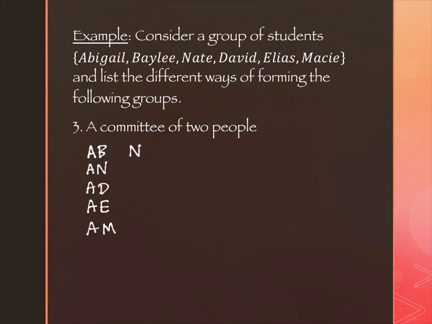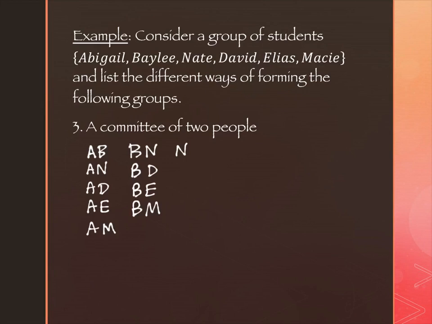So it would be, Bailey's what I meant to do, going in order. Bailey gets grouped with everyone after Bailey. So it would be Bailey and Nate, and then Bailey and David, Bailey and Elias, and then Bailey and Macy. Once again, I've listed every combination now that has Bailey in it. No more Bailey involved. So now I'm going to move on to Nate.